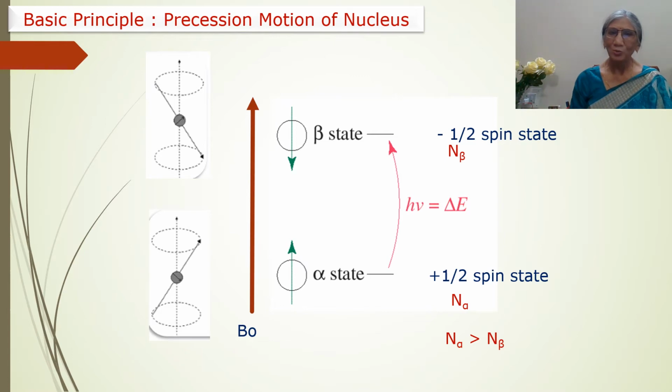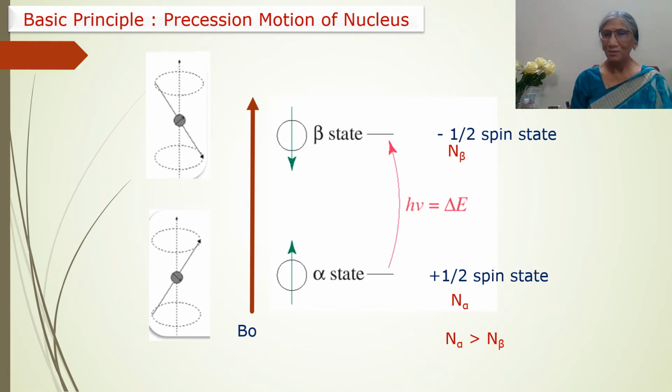We can represent the two states by different names. One name is the alpha state. When the magnetic moment is aligned with the external magnetic field, it is known as the alpha state. When the magnetic moment is aligned against the external magnetic field, it is known as the beta state. The alpha state is also represented by the plus half spin state, and when the magnetic moment is aligned against the external magnetic field, it is represented by the minus half spin.